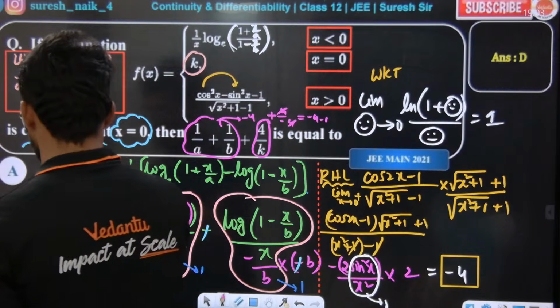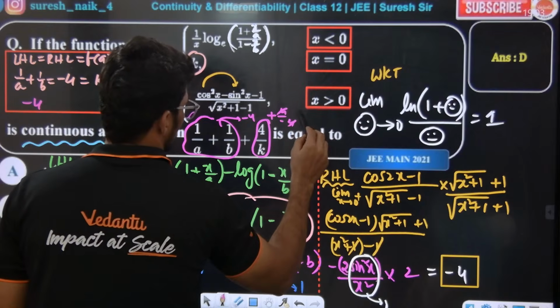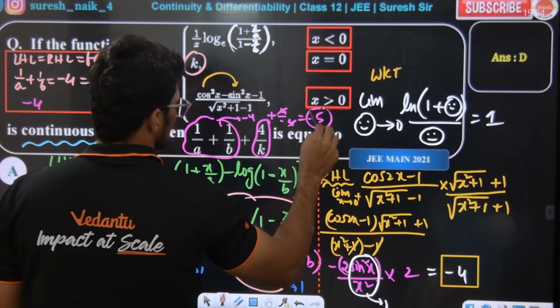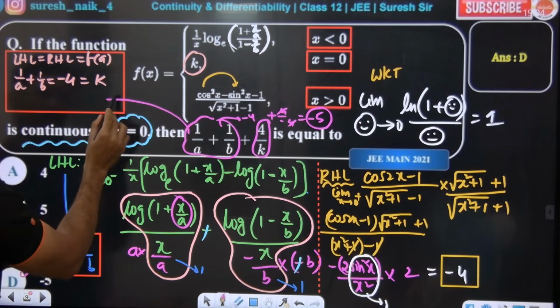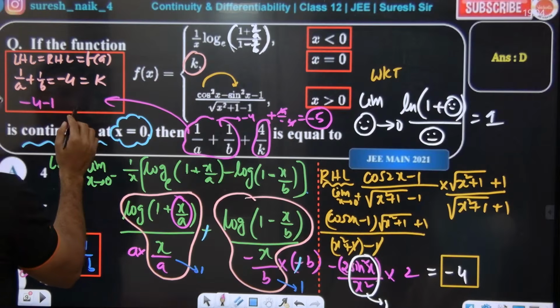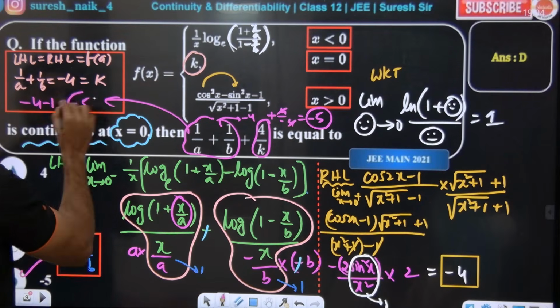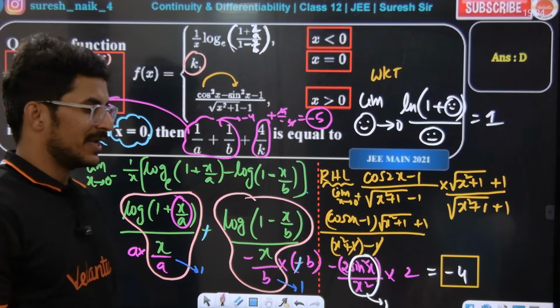D is the right answer. Minus 4 minus 1, which is minus 5. Correct? Tell me. Any doubt, guys? Minus 5 is the right answer.